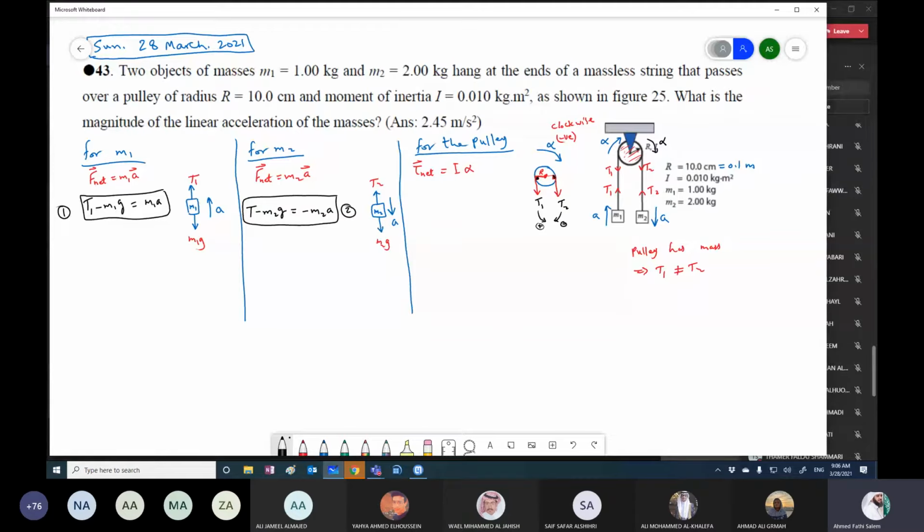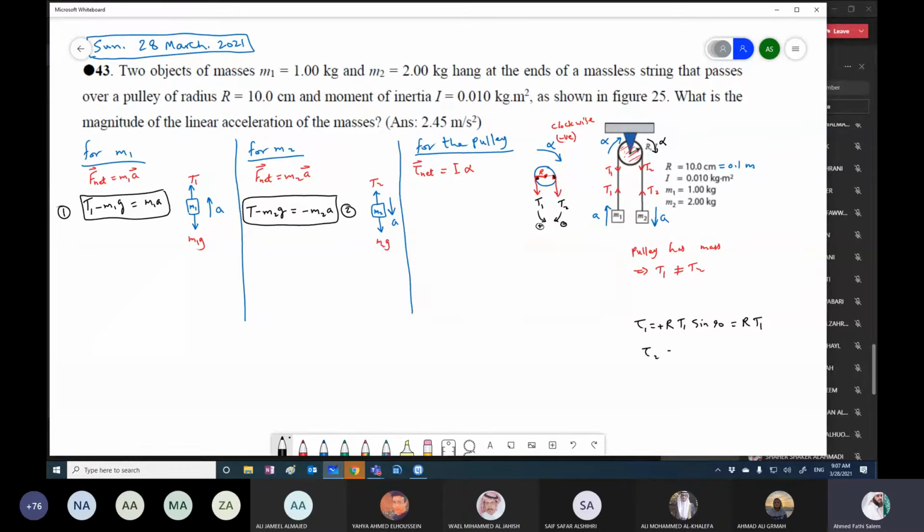Otherwise, you will lose the mark here. You will lose the problem. So what is that torque? If we say torque number 1 of this tension 1, it is T1 R. How far is this force from the axis? It is the radius multiplied by the tension T1 multiplied by sine 90. And it is positive because it is counterclockwise. So this is RT1.